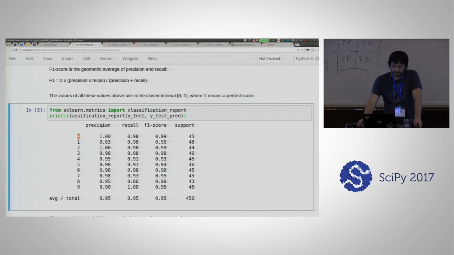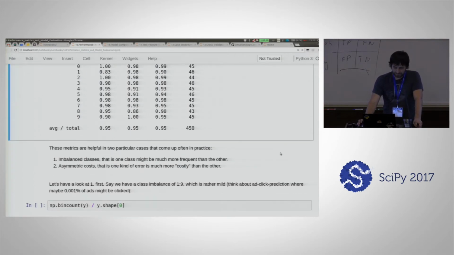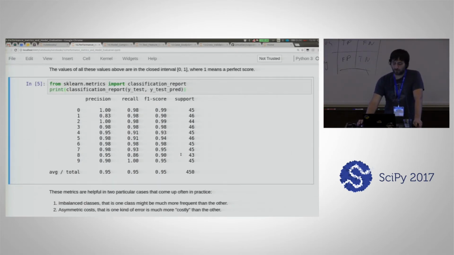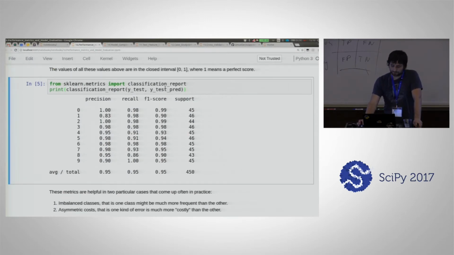So if 0 is my positive class and all the rest are the negative class, then precision is 1 and recall is 0.95. Support just means the number of points in the class. Then you can average these over the different classes, and these give you different possible metrics. In particular, for imbalanced classes, these can be better than just using accuracy.